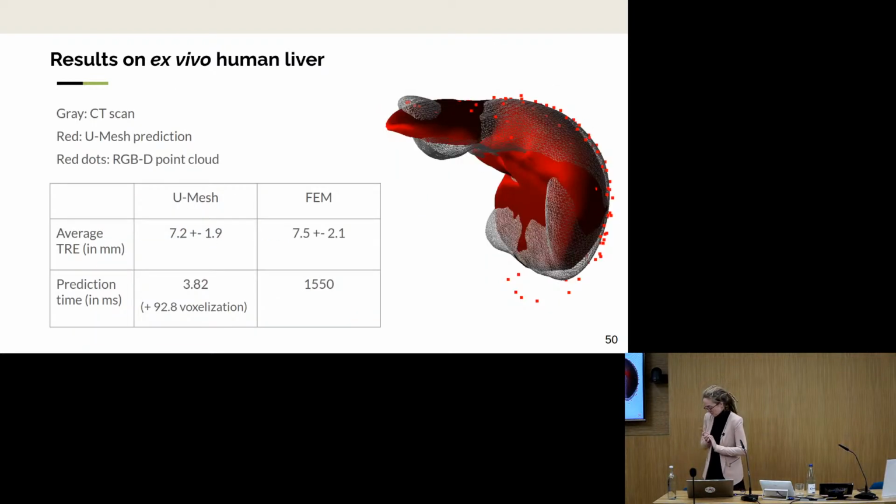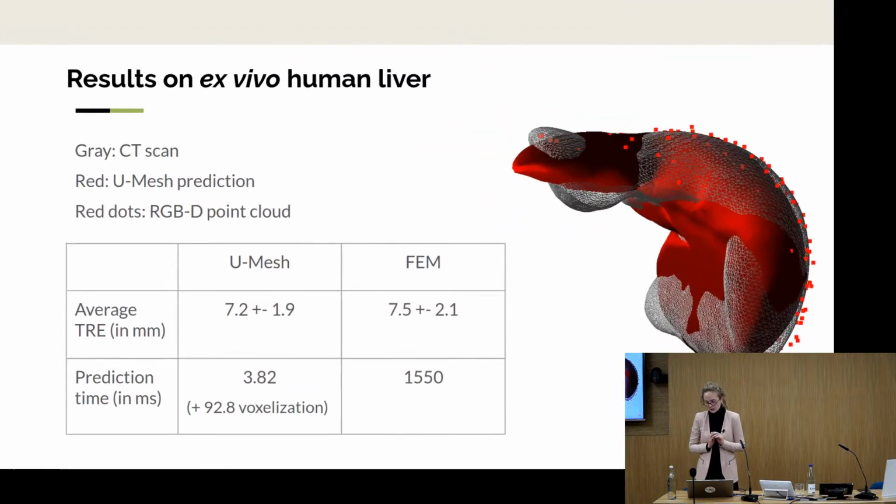Here we have some results on ex vivo human liver. It's a liver that was resected from a patient. We deformed it and we acquired an RGBD point cloud of its surface. This RGBD point cloud appears as the red points in the image. And we also scanned the deformed state of the liver, which is represented by the gray wireframe in the image.